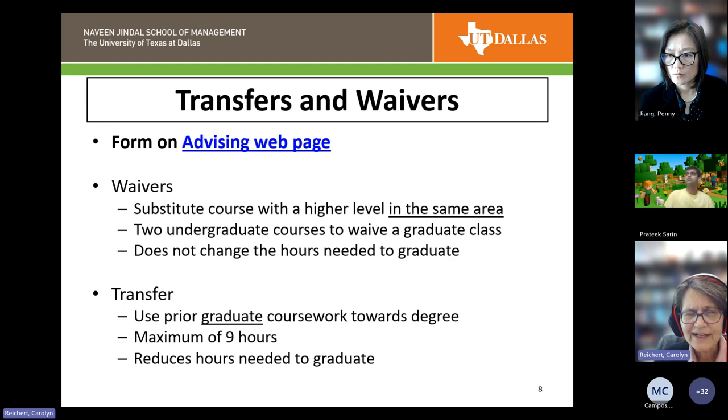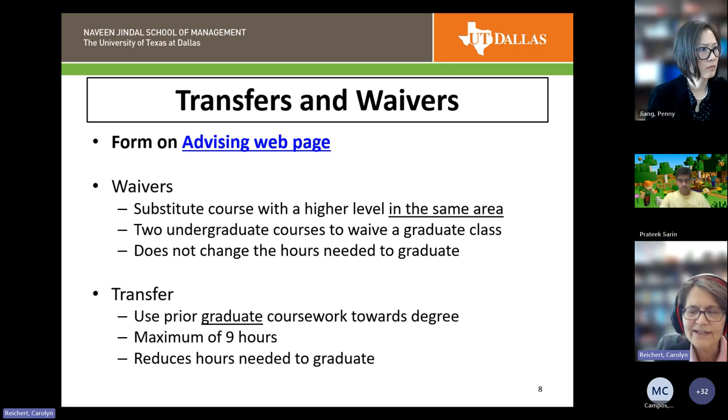For transfer work, it has to be graduate level work. So we'll accept up to 9 credit hours of graduate transfer work. It does reduce the number of hours. Grades must be a B or better for those transfers to happen. And there's some other requirements about that.